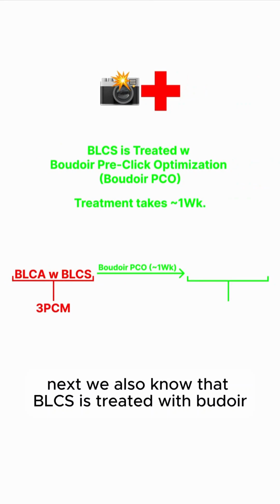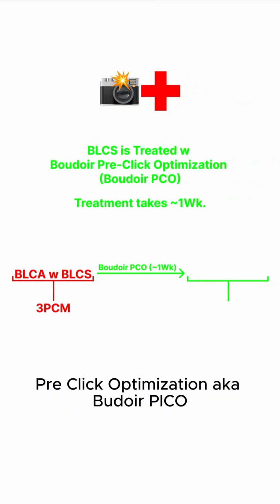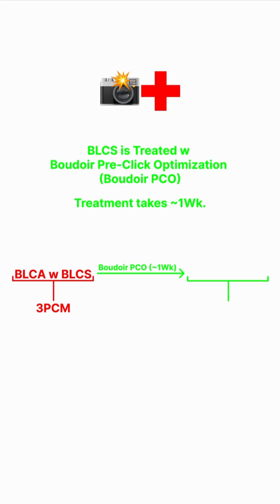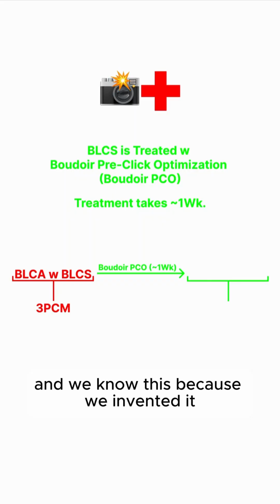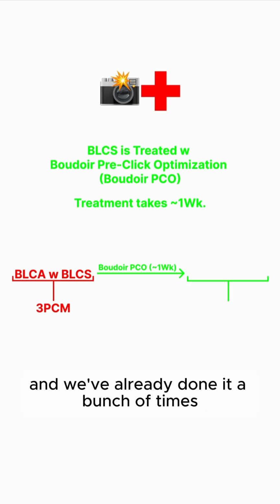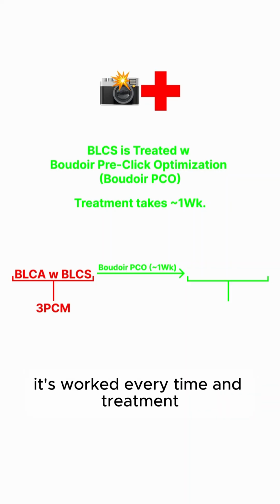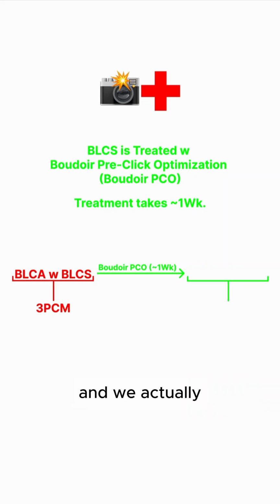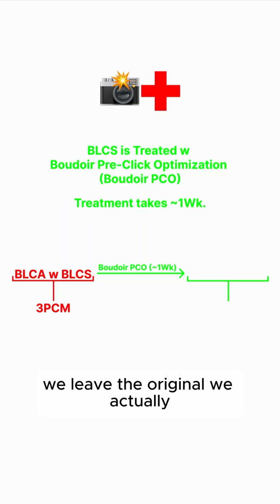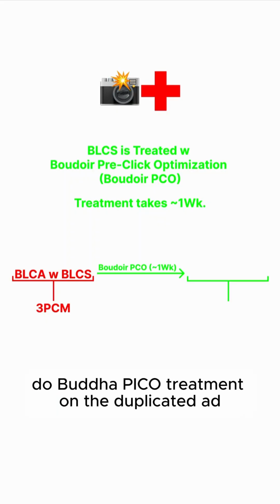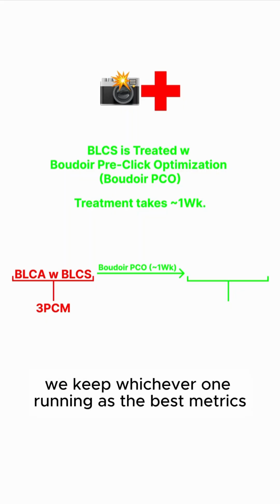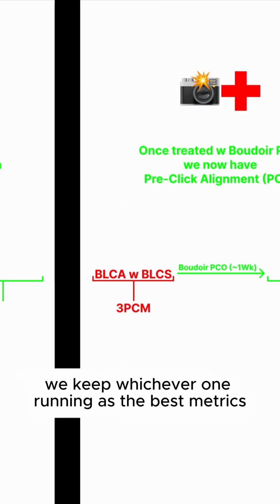Next, we also know that BLCS is treated with Boudoir pre-click optimization, aka Boudoir Pico, and treatment takes about a week. We know this because we invented it and we've already done it a bunch of times. It's worked every time. The way treatment works is we duplicate the current Boudoir Facebook ad, leave the original, and do Boudoir Pico treatment on the duplicated ad, which takes about a week. At the end, we keep whichever one is running the best metrics.